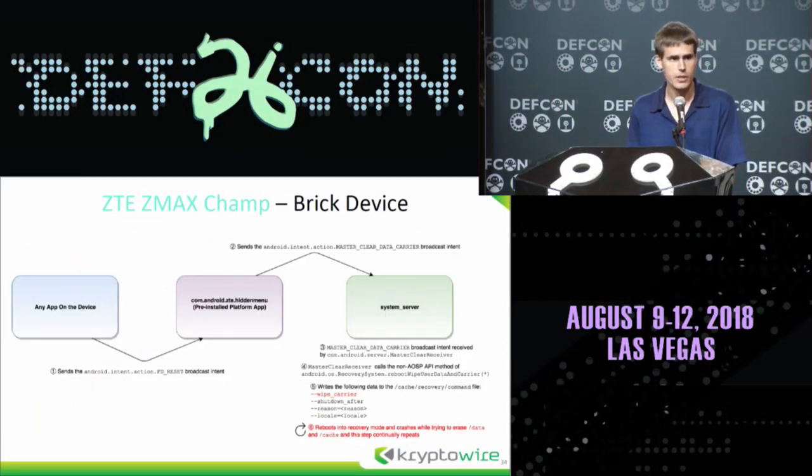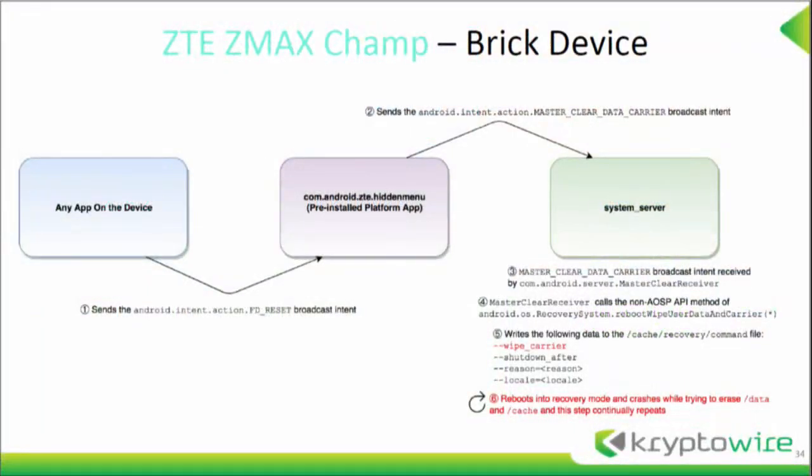So here's the workflow for it. It's just a zero-permission third-party app on the device. It sends a broadcast intent message. There's an application that has hidden menu in the package name, and usually those are apps you want to look at. So it sends that broadcast intent, it receives it, and then it goes on and sends a different broadcast intent, called Master Clear Data Carrier. This, again, is received by the Master Clear receiver that's in system server. At this point, it calls a non-AOSP API method in recovery system called reboot wipe user data and carrier. It writes that file shown in step 5. There's --wipe_carrier, which is not part of AOSP. Then it writes it to that file, reboots into recovery, and just perpetually crashes in recovery mode.